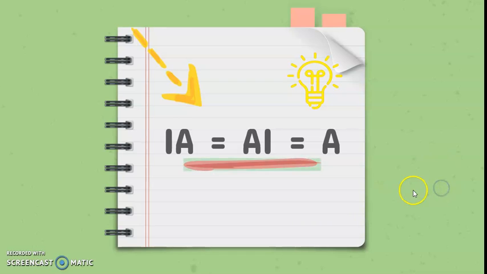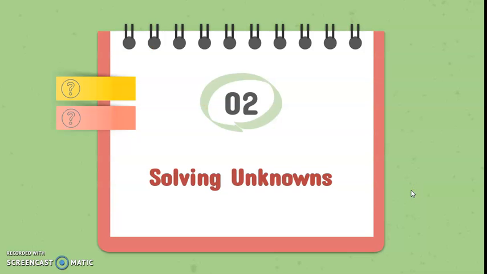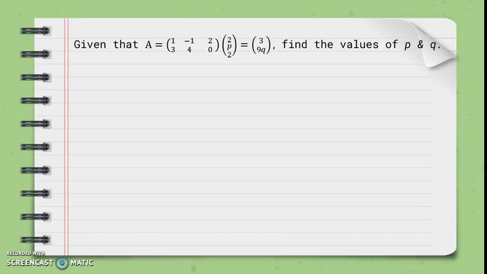So now we're going to learn the next one, solving unknowns. You already learned how to solve unknowns using equal matrices, addition and subtraction of matrices, as well as scalar multiplication. Now we're going to solve unknowns using matrix multiplication. The steps will be the same as when you do matrix multiplication. Given matrix A, you have this one multiplied with this one equal to this matrix. Find the value of P and Q.